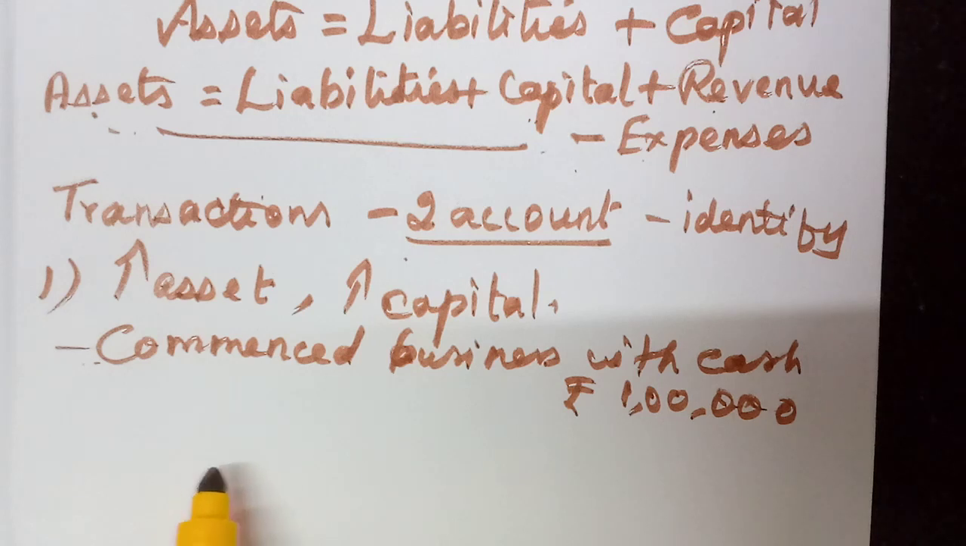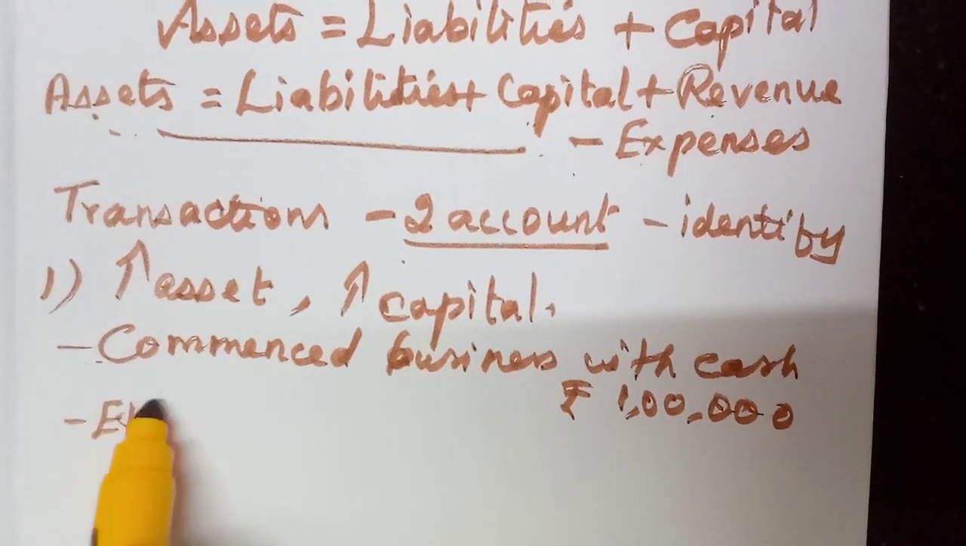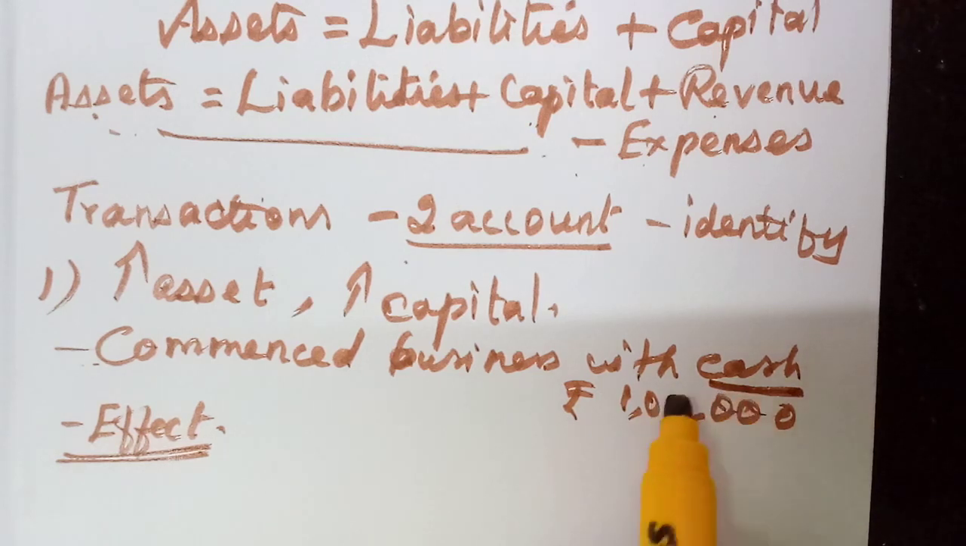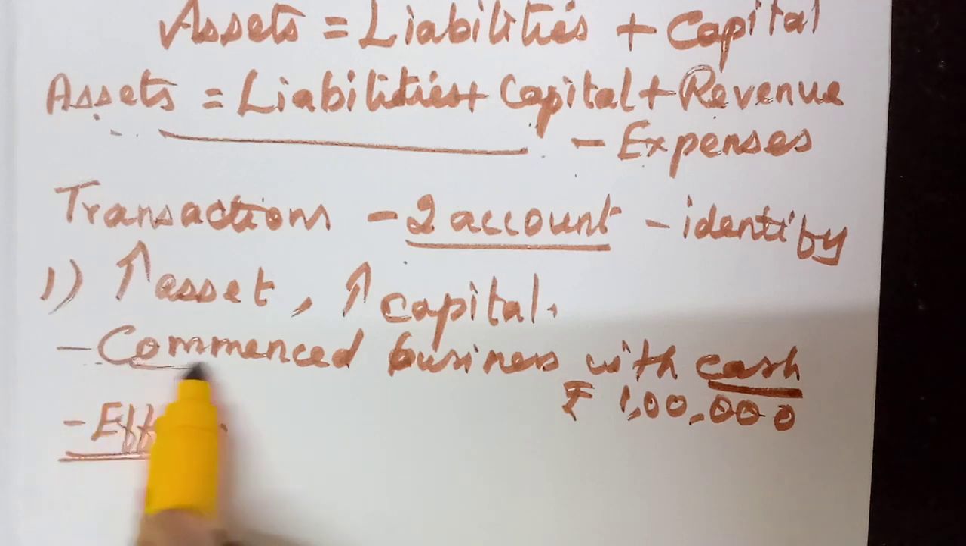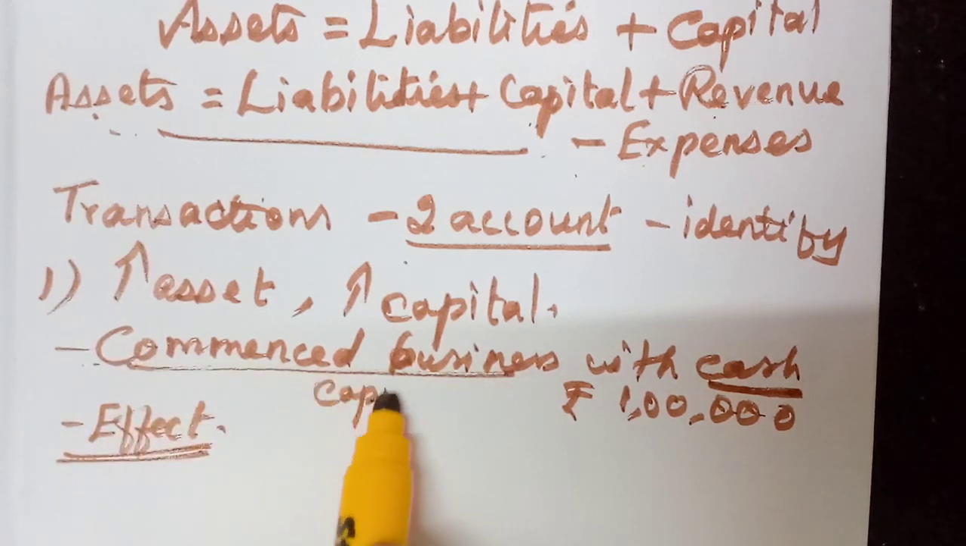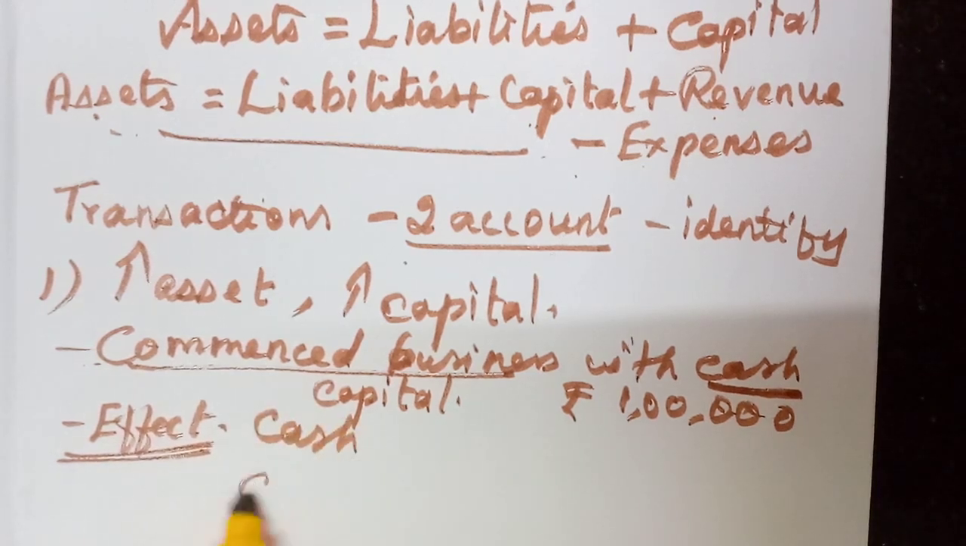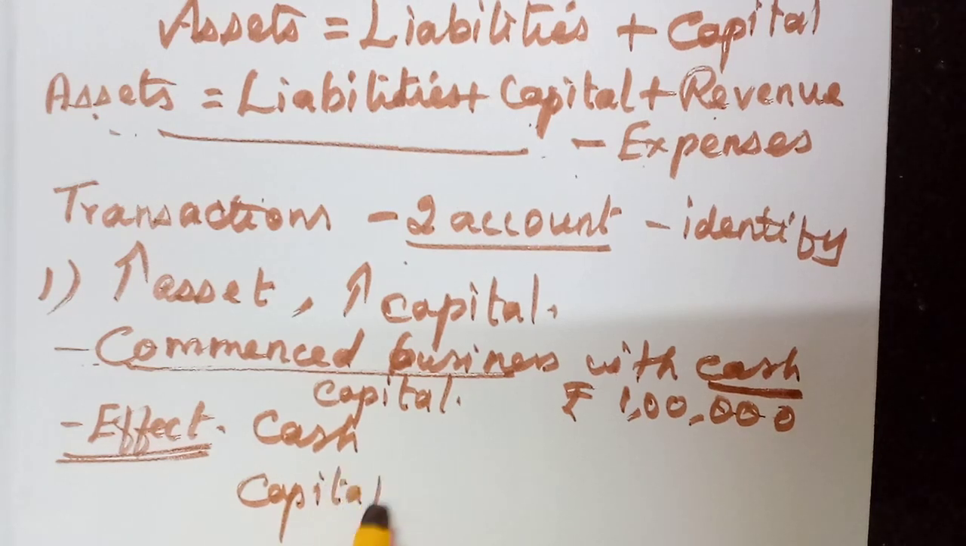Now we should find out the effect. We should identify which account it is concerned with. Okay, here commenced business with cash. So very well, you know, cash is coming in. Then the other one, when we commenced business, we call it capital. In order to start the business, the cash the person brings is called the capital. So it affects two accounts. One is cash and the other is capital. In mind, we have to do all these things.